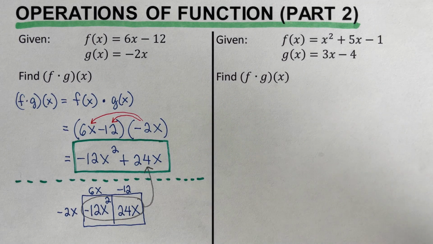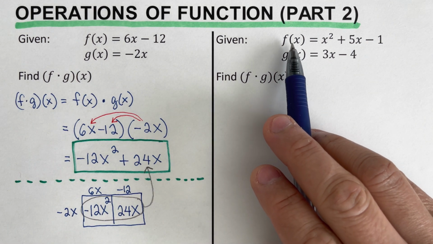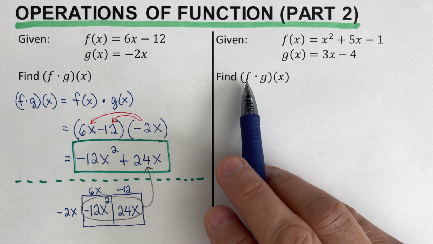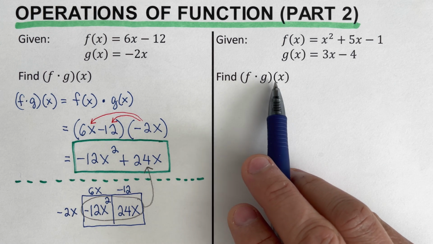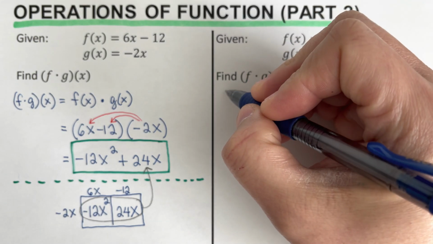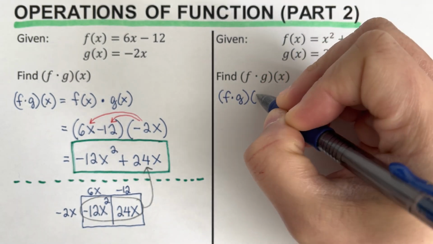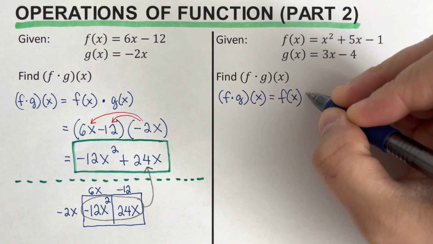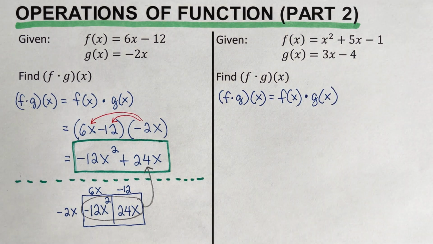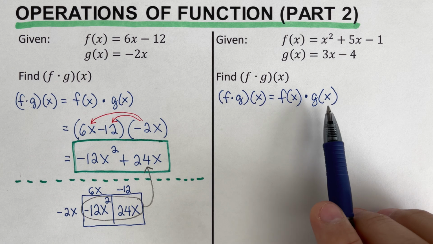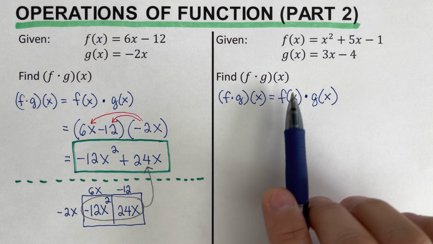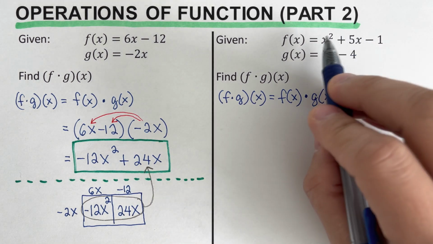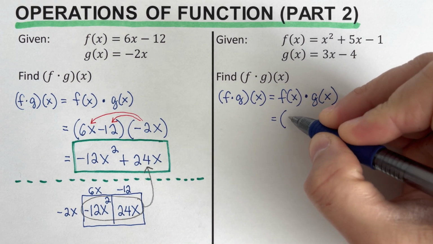Okay, so let's go over the problem here. Again, we're given the functions f of x and g of x, and we're supposed to find f times g of x. It's pretty much the same thing as the first one. We're multiplying the f of x and the g of x together. So I'm just going to write the f of x, which is this function that we have there.